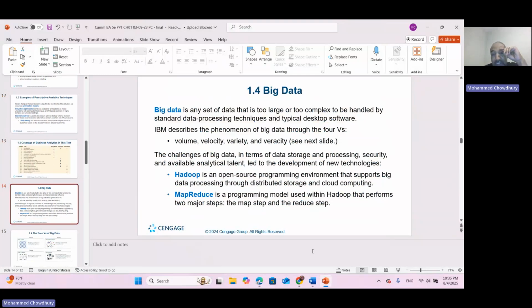IBM described the phenomenon of big data by using four words that start with the letter V: volume, very big volume, velocity, variety, and veracity. These are the four words IBM used to describe big data. The challenges of big data in terms of data storage and processing, security, and available analytical talent lead to the development of new technologies.